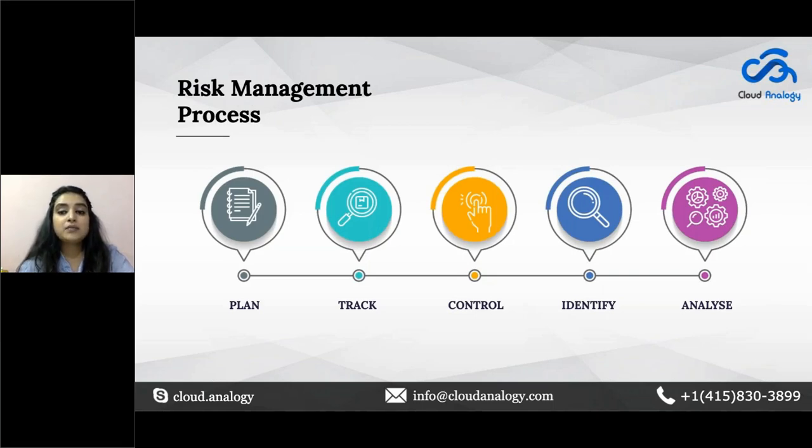Now, the next part is identify. We need to identify the things between what we have planned, tracked, and controlled. But there should be a fine line. Once it is controlled, we need to see in what manner the team has treated the risk, and in what manner it has affected the product, in a right manner or in a wrong manner.